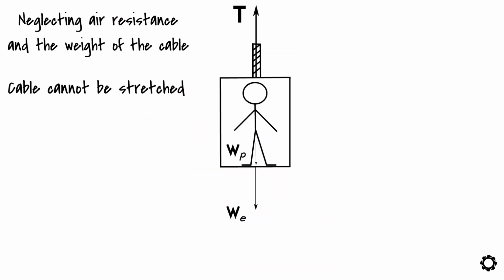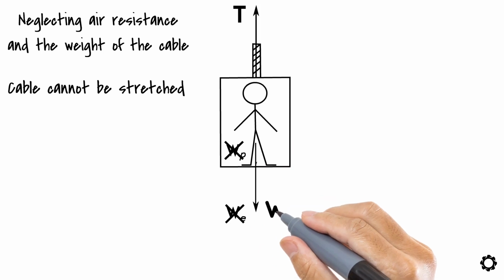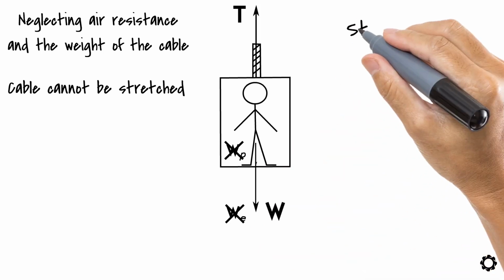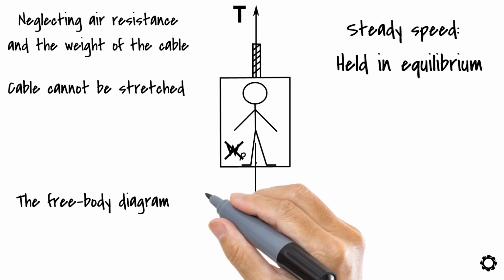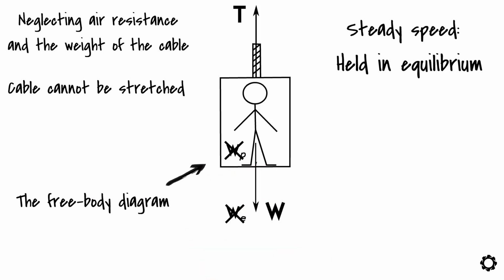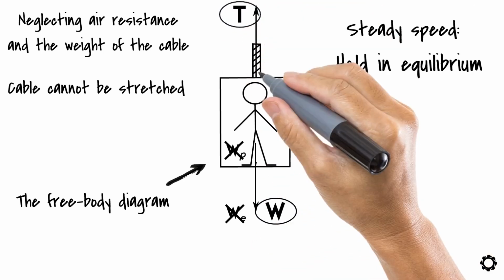We can simplify this case even further by indicating the elevator's own weight and the passenger's weight as a combined weight, W. Because the elevator is moving with a steady speed, it is held in equilibrium by its own weight, which must be equal to the driving force of the cable. If we draw the free body diagram of the elevator, the reason for this becomes clear. The diagram shows that there are only 2 forces acting on the elevator which are previously mentioned: the total weight of the elevator, W, and the driven force of the cable, T.